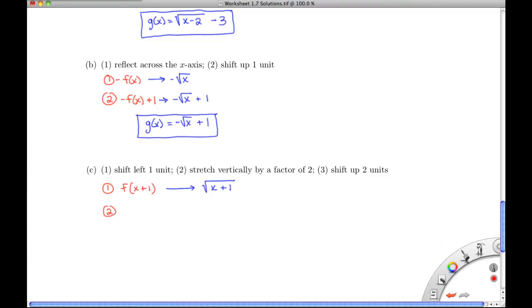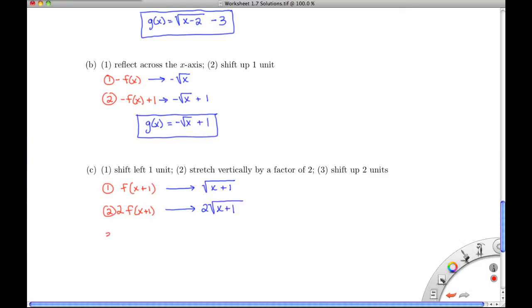Second, we want to stretch this vertically by a factor of 2. We know that this means that we take whatever our function is and we just multiply it by that factor. In this case, it's 2. So this is going to leave us with 2 times the square root of x plus 1.